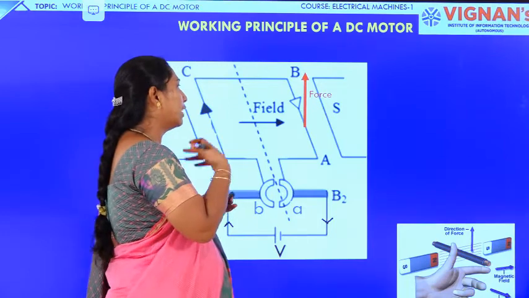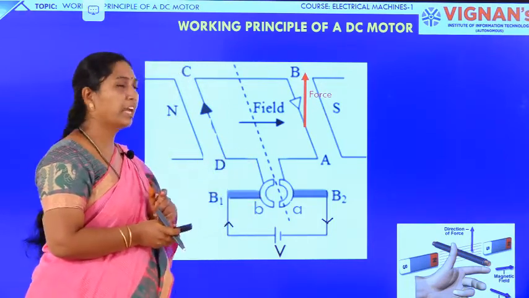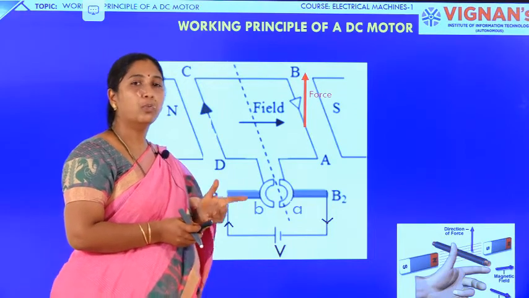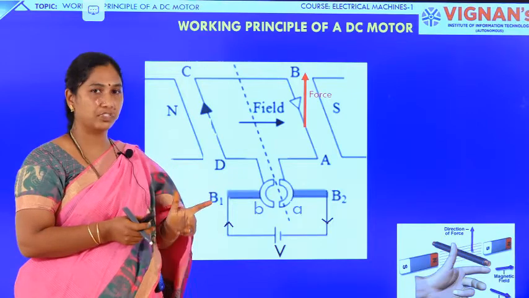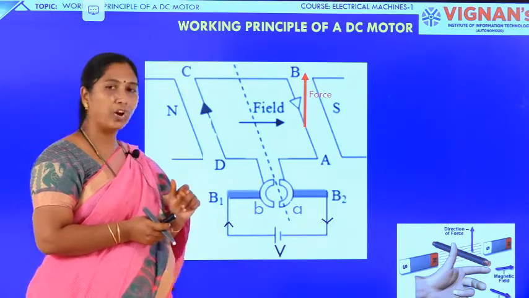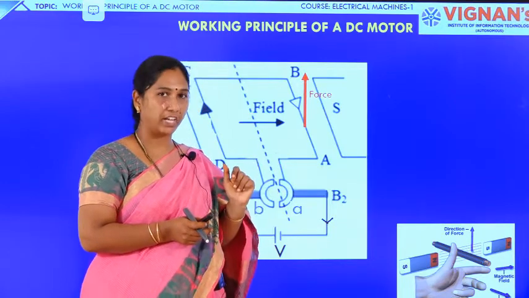So this can also be given by Fleming's left hand rule, which is applied to a DC motor. Now what is Fleming's left hand rule? We open the first three fingers of the left hand. The two known quantities are the direction of the current and the direction of the magnetic field.